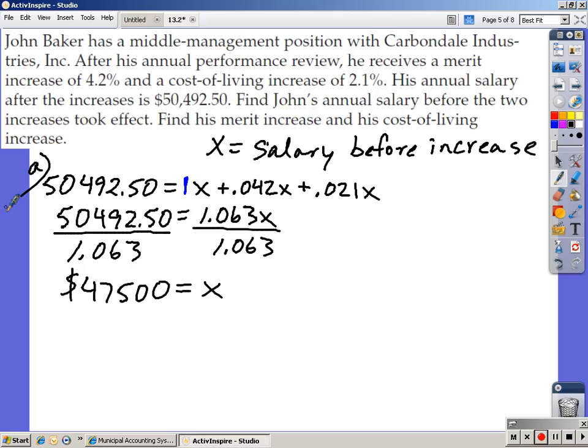And the final question says find his merit increase and his cost of living increase. That's two questions in one. So let's do part B. We're going to find the merit increase. To find the merit increase, take your original salary, $47,500 that you just came up with, times the percent of the merit increase, which is 4.2, so 0.042. Plug that in your calculator.